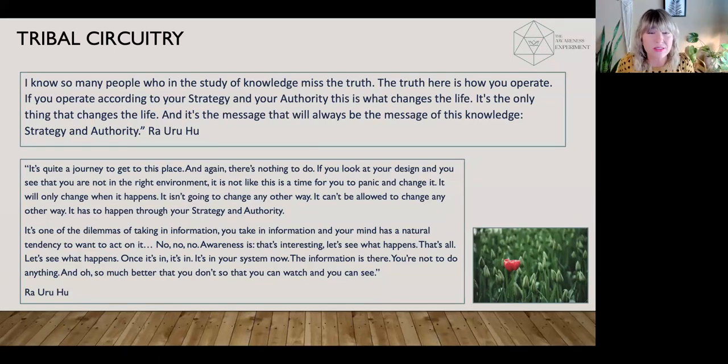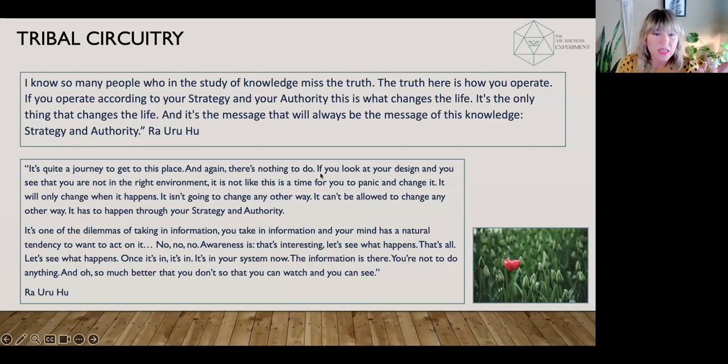Forget everything else. I like to keep my not self questions right next to me. Think about my strategy, like constantly be aware of my strategy and authority. Was I invited? What was I actually invited for? Did something come to me and I'm responding to it? What did I initiate? It's quite the journey to get to this place. And again, there's nothing to do.